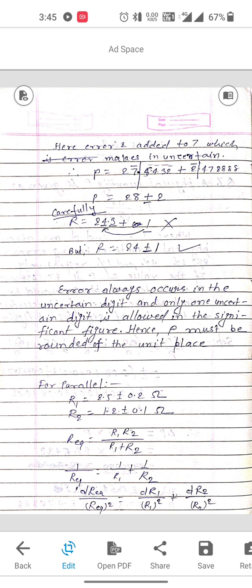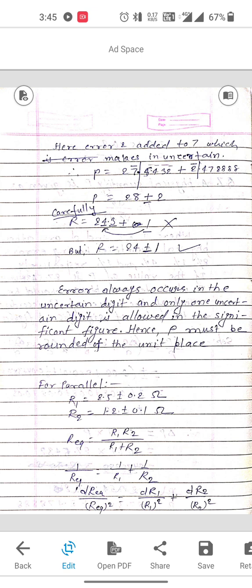Carefully, 24.3 plus 1, and we have to write 24 plus minus 1. Error always occurs in the uncertain digit, and only one uncertain digit is allowed in the significant number. Here P must be rounded off to the unit place.